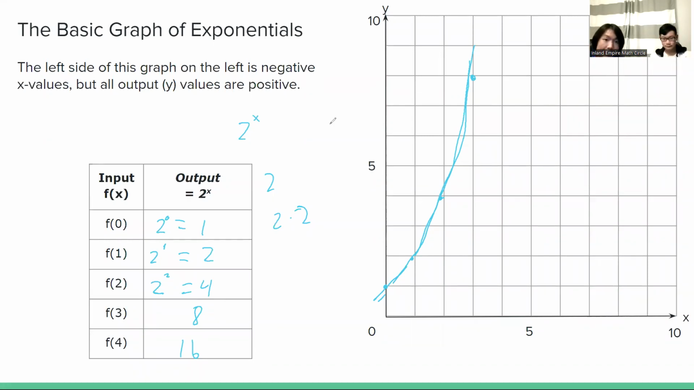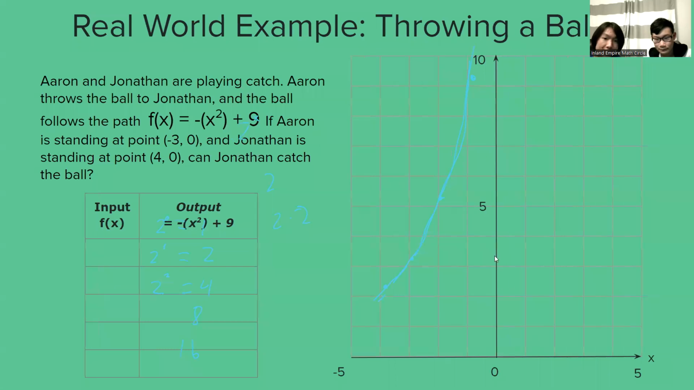So now that we've gotten all the basics of functions, we're going to do some more graphing in Desmos. So before we do that, let's do an example that's very relevant to our daily life, actually. It's about the curve that a ball travels through the air with. So let's say Aaron and Jonathan are playing catch.